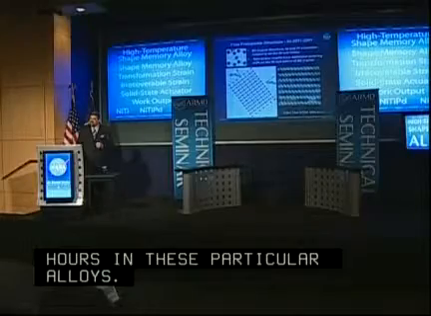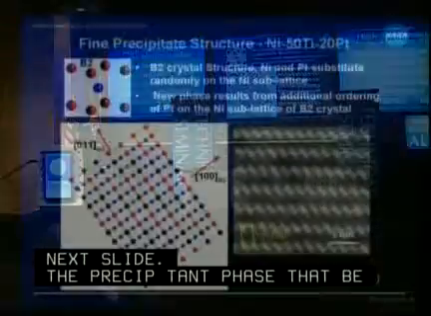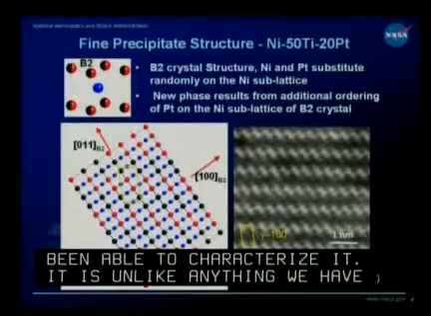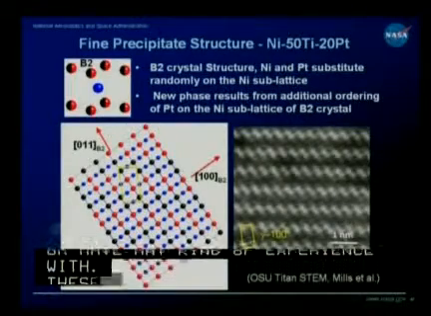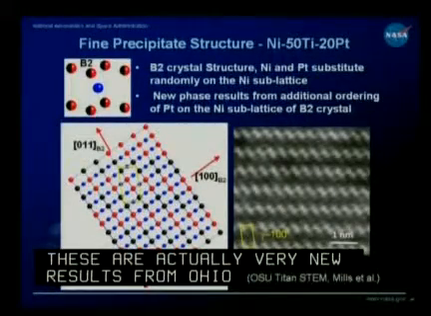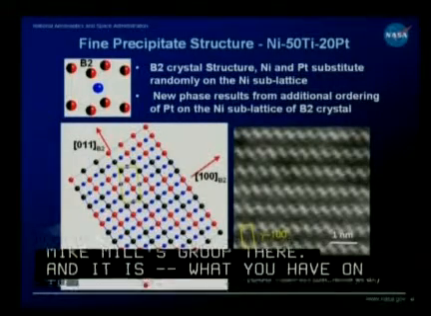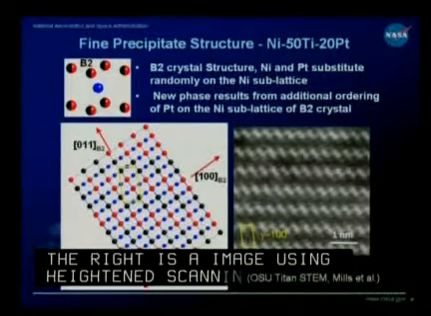The precipitate phase has been kind of bothering us because we haven't been able to characterize it. It's unlike anything that we've seen in the past or have any kind of an experience with. So these are actually very new results from Ohio State, Mike Mills' group there. And what you have on the right is an image using their Titan scanning transmission electron microscope, and you're actually resolving individual atoms in this case.